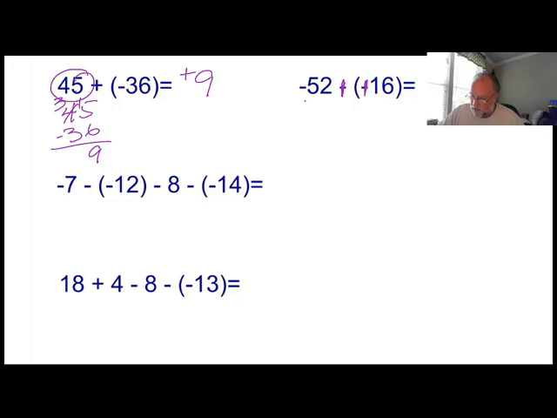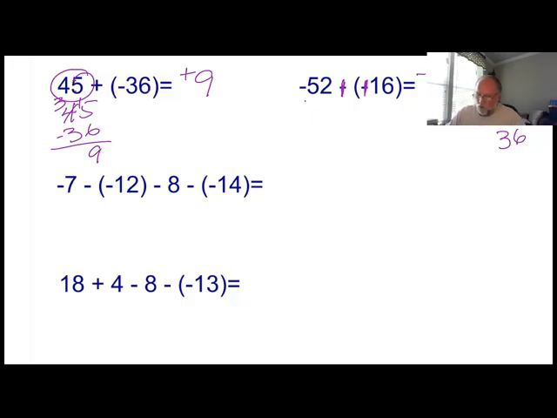I come over to the side and do 52 take away 16. 2 take away 6, I can't do that, so I borrow from the 5. I end up with 12 take away 6 to get 6, and 4 take away 1 to get 3. So I end up with 36. But what kind of a 36 will that be? The absolute value of negative 52 is 52, and the absolute value of 16 is 16. Which one has the greater absolute value? The negative 52, so it's a negative 36.